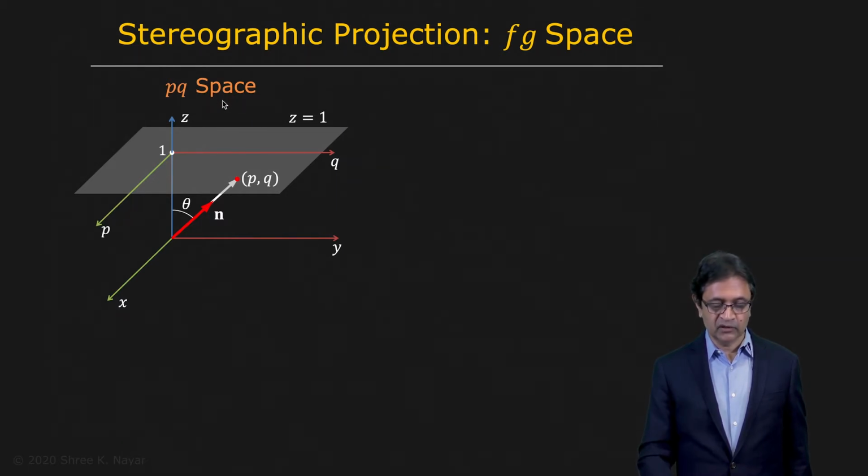And this is just to remind you what that means. Let's say you have a unit surface normal n, which happens to make an angle theta with respect to the z-axis. Remember, the z-axis corresponds to the viewing direction v of the camera. So how do we go from n to PQ? We discussed this in the lecture on photometric stereo. We place a plane at z equal to 1, which is parallel to the xy plane. We'll label that as P and Q, the two axes, and that's our PQ space.